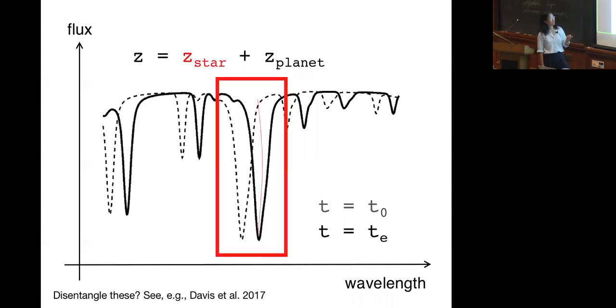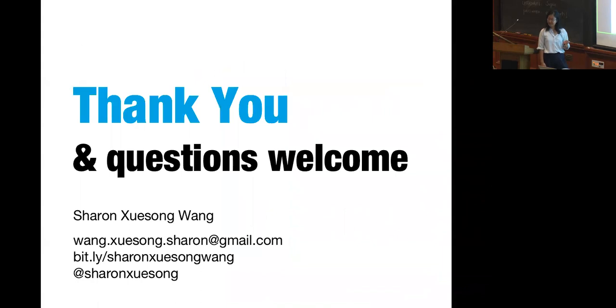For example, if you have some sort of skewed line, that's going to mimic a Doppler shift, right? So in the coming decade or so, we are thinking very hard about how to extract this information from the spectrum instead of dealing with it in post-processing. So that's something to look forward to in the near future. That's all. Thank you.